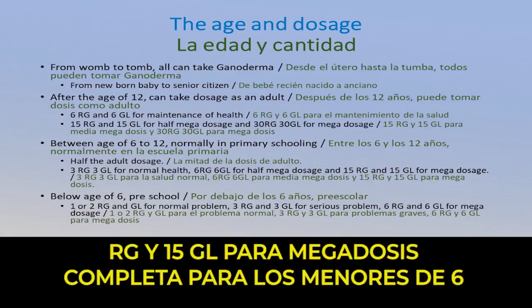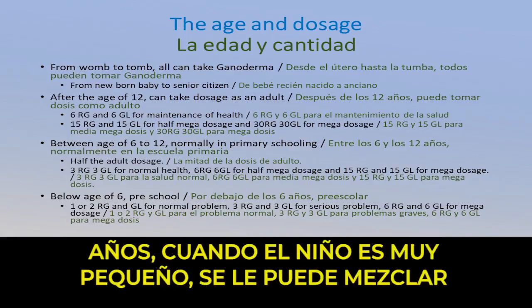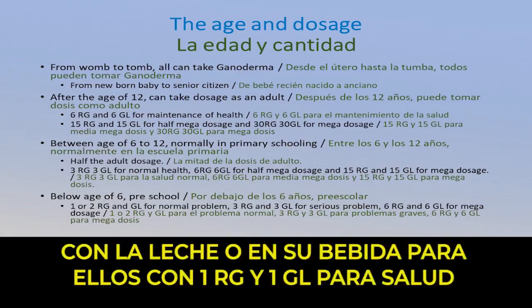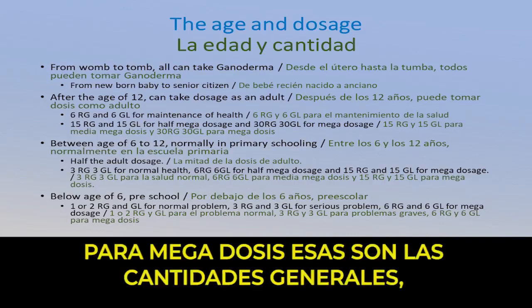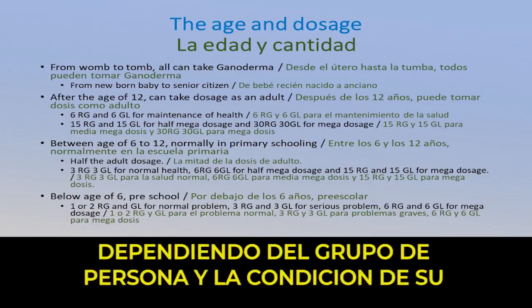For those below the age of 6, when the child is very small, we can mix it into the milk or the drink for them. Maybe 1 or 2 Rg and GL for a normal problem, 3 Rg and 3 GL for a serious problem, and 6 Rg and 6 GL for the mega dosage. So these are the general dosages, depending on the group of people and the body condition.